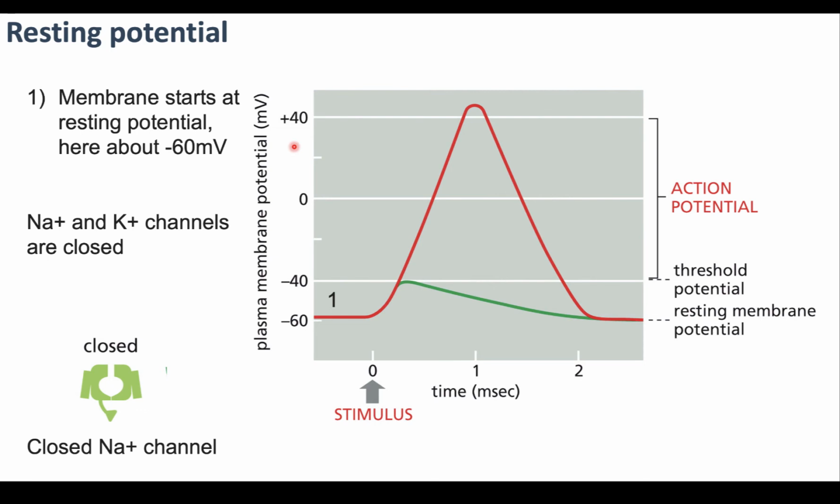Prior to that firing, the neuron is at resting membrane potential, which is set up by the movement of potassium through leak channels. In this case, the interior of the cell is about minus 59 or minus 60 millivolts, more negative than the outside of the cell. So this would be the membrane potential when this neuron is at rest. At this point, both the voltage-gated sodium and the voltage-gated potassium channels are closed. So if I give you the example of a closed sodium channel, there's no open passageway. No ions can pass through.